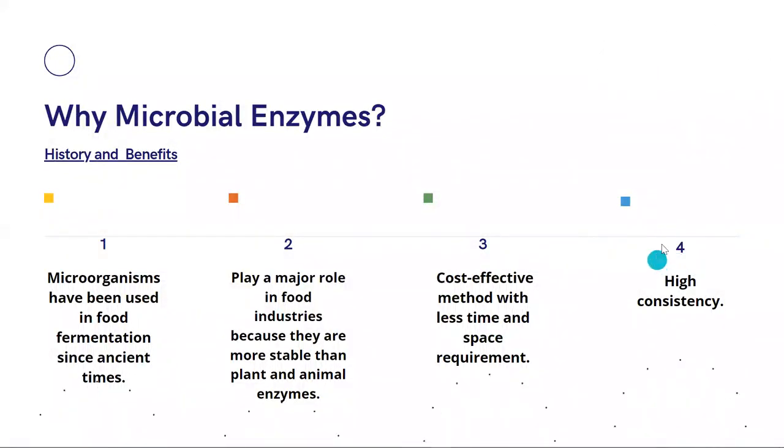And fourth is high consistency. High consistency means these microbes can be used over and over again. You need not grow them again, you need not culture them again, you need not incubate them again. You can just take one loop of culture and use it again and again over a period of time, as long as they are given their favorite food to eat, right?